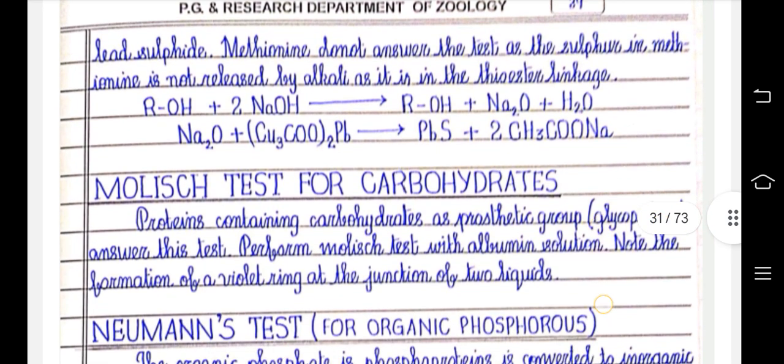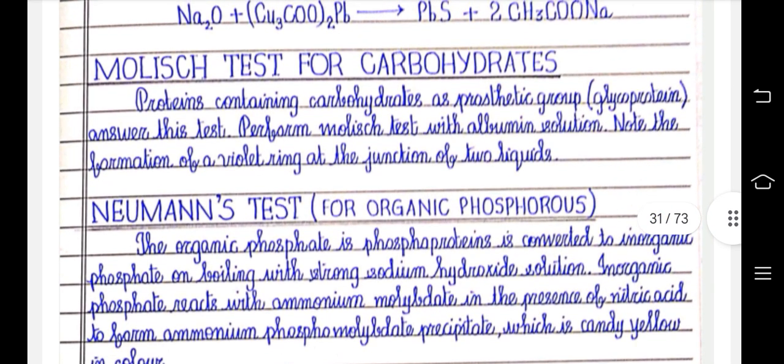Molisch test for carbohydrate. Proteins containing carbohydrates as prosthetic group, like glycoproteins, answer this test. Perform the Molisch test with albumin solution and note the formation of a violet ring at the junction of two liquids. That's why, while performing this unknown test identification, the first test is not Molisch test but Biuret test.